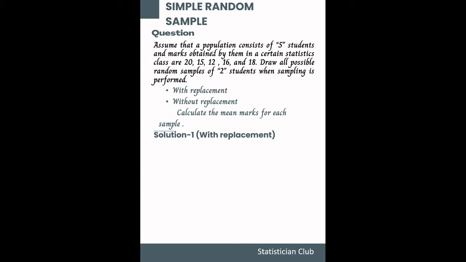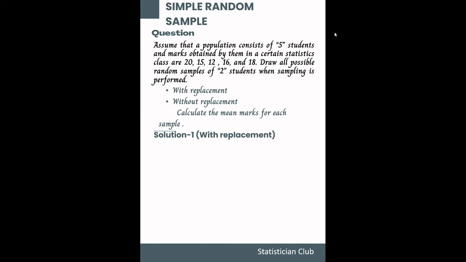Now let's start. Question: assume that a population consists of 5 students and marks obtained by them in a certain statistics class are 20, 15, 12, 16 and 18. Draw all possible random samples of size 2 when sampling is performed with replacement and without replacement.